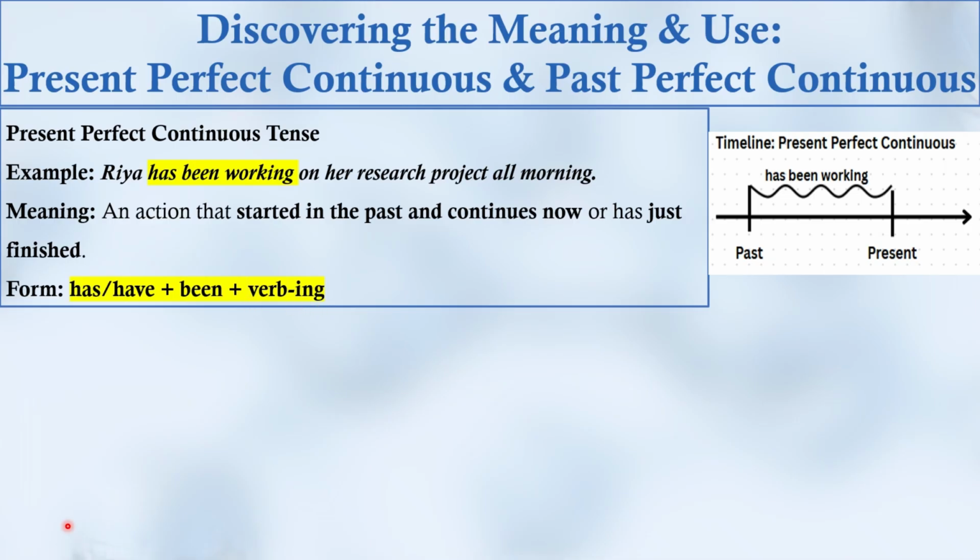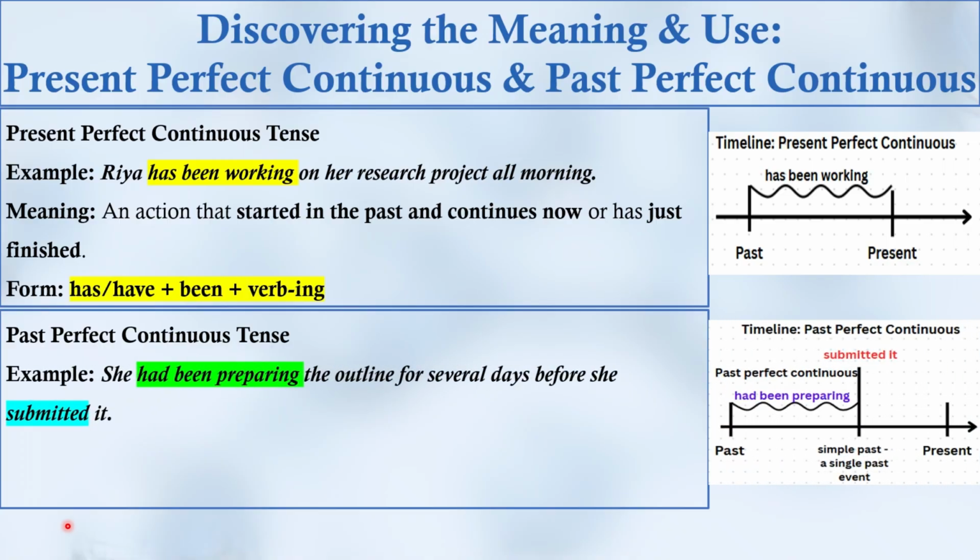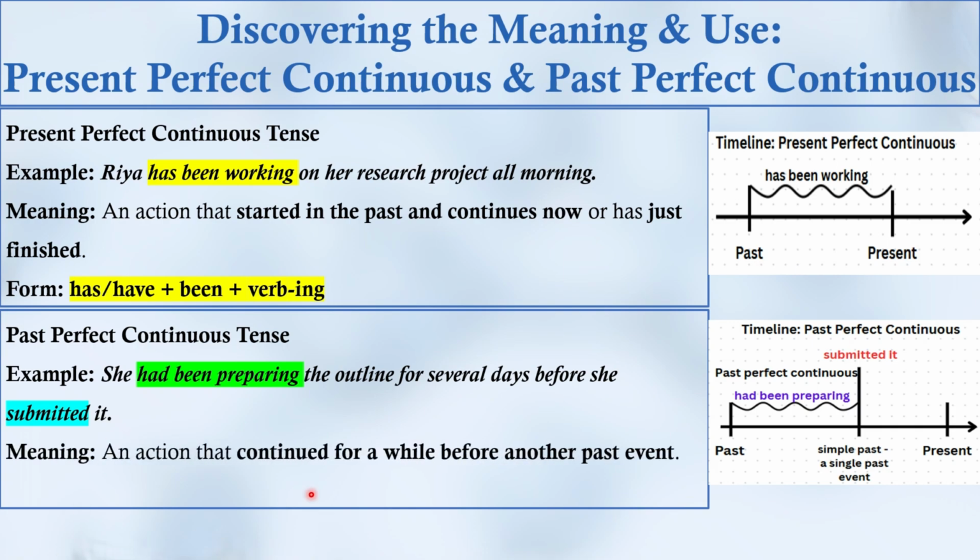Now, the past perfect continuous. She had been preparing the outline for several days before she submitted it. Here, the action of preparing started, continued for some time, and was completed before the second past action, which is submitting the outline. On the timeline, you can see that the continuous action stops before the later past event. We form it with had been, followed by the ing form of the verb.